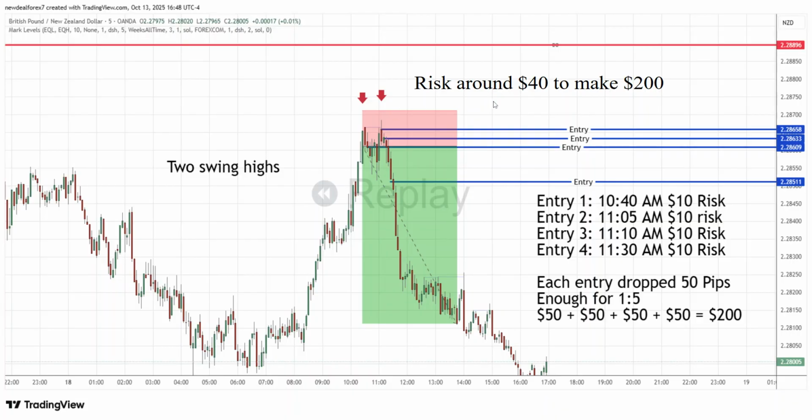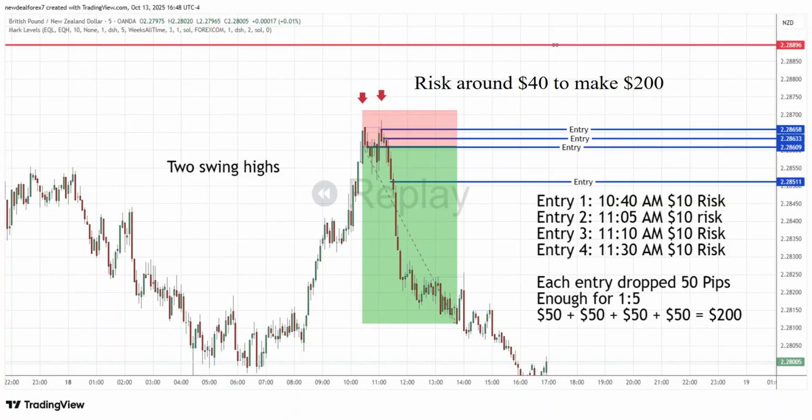Now, obviously, if price would have come back, you would have lost 40, maybe sometimes more than 40, to be honest with you, with this last position if price came back. But since it did continue down, this was a 50 pip drop. So each one of these positions would have paid out 1 to 5. Risking $10 per position at 1 to 5, 10 times 5 is 50. So you have 50, 50, 50, 50. All of those added together would have been a $200 profit, with around a $40 to $50, maybe even 60, depending on the retrace risk. So would you risk $40 to make $200 plus? I think that's a pretty good plan.